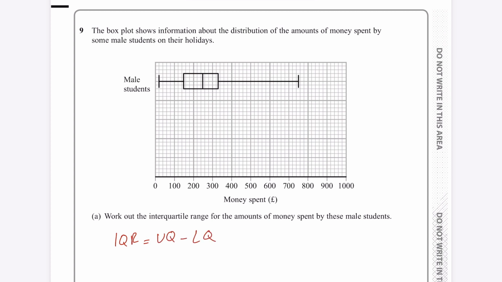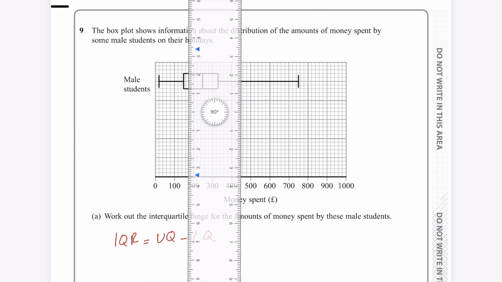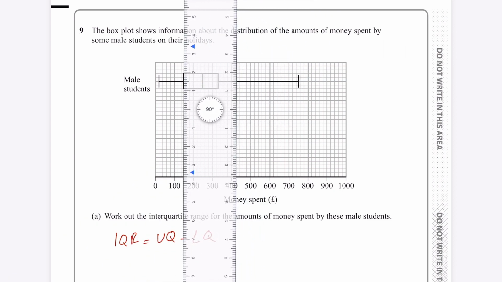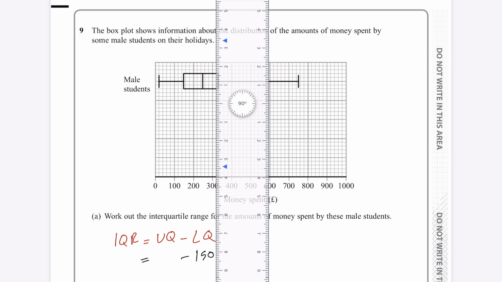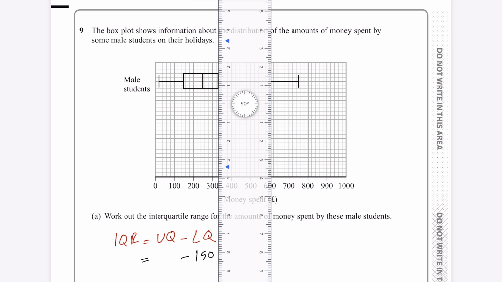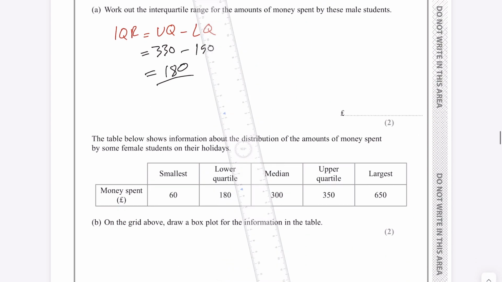So in this case, if I get my ruler out, the lower quartile is there, and it's going up by 20 each time. So that looks to me like 120, 130, 140, 150. So that is 150 for the lower quartile. Let me just fix that. And then the upper quartile is 330. So if you take them two away, you end up with 180. So let me just get rid of my ruler.